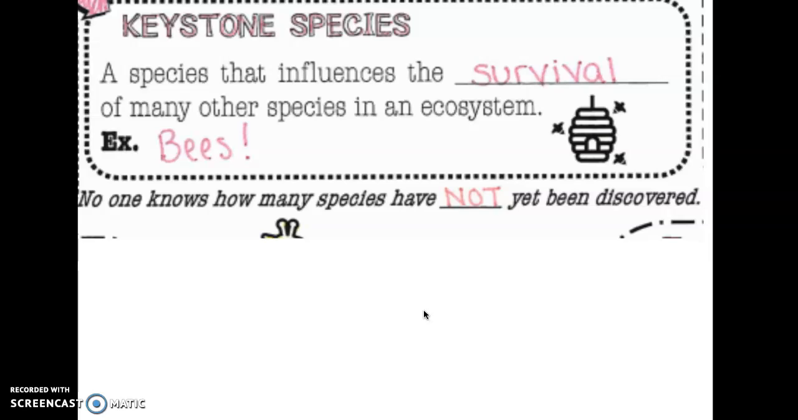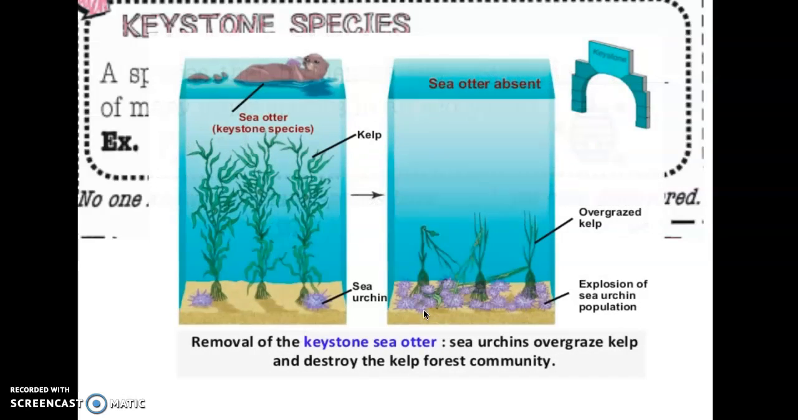No one really knows how many species have not been discovered yet. They discover new species all the time, especially when you start thinking about all the microscopic and single-celled organisms that are out there. My example of a keystone species that I like to think about is the sea otter. When a sea otter is in the ecosystem, they eat sea urchins. And because they eat the sea urchins, which is what they normally do, the kelp forests are able to live and be very, very healthy.